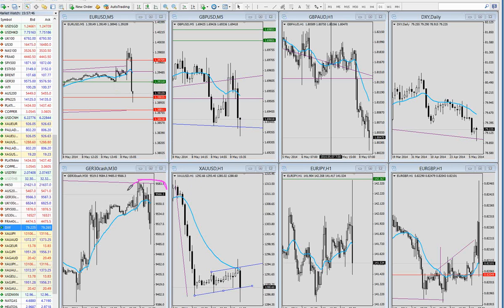Now DAX is testing the resistance, okay? So that could be some selling opportunity on DAX here. Guys, it cannot be a losing trade, so close at entry, right? If anything. So we have some pips made on pound right now, at least 0 on euro dollar.